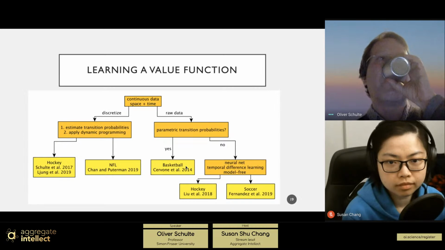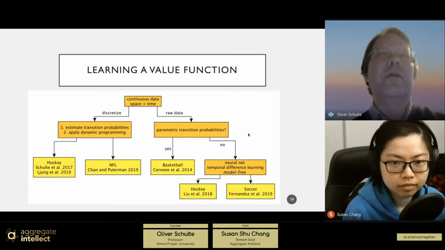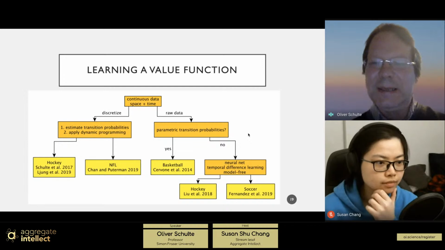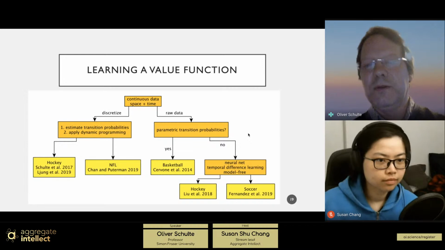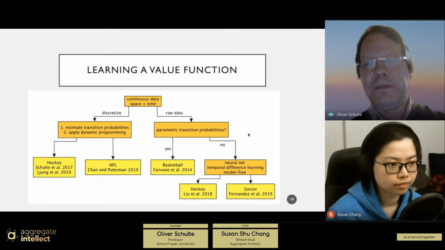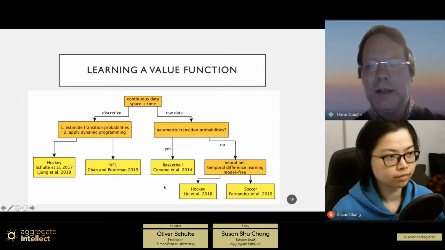Another option actually is to not estimate transition probabilities at all, okay? And instead directly try to learn the value function, so directly try to learn the success probabilities from the data. I think it's actually amazing that this is even possible. That's called a model-free approach because it doesn't build a transition model. And that's in deep reinforcement learning using neural networks. It's probably the most common approach in general for RL, but you can certainly apply it in soccer and in sports. And so our most recent paper on the NHL was just like that, a deep RL model with model-free.